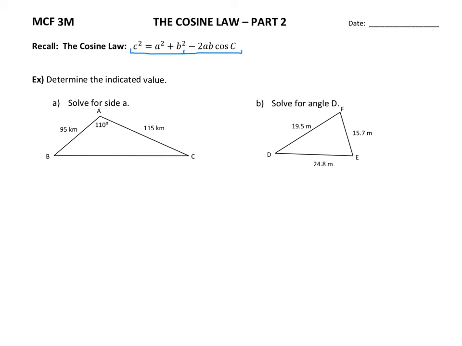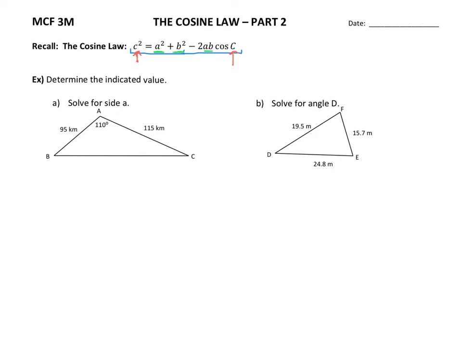Now we also remember that whatever side length you have here, the angle at the end, the cosine of that angle, has to be across from the side length. And then the two in the middle, the A and the B, are your two other sides, and your A and your B also go here.